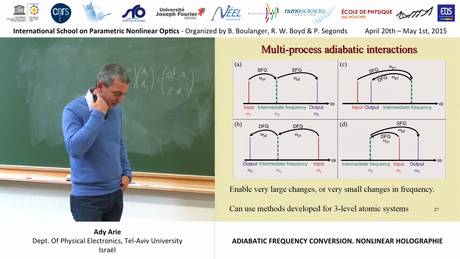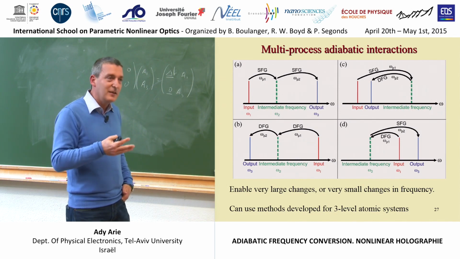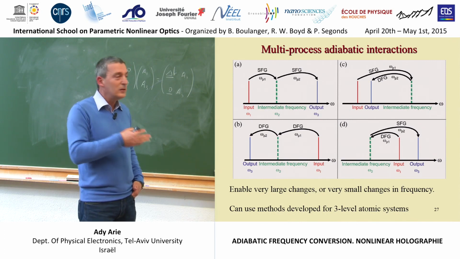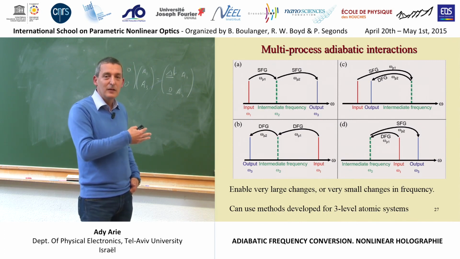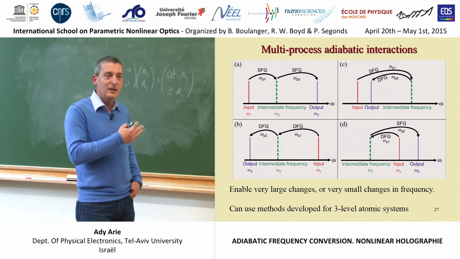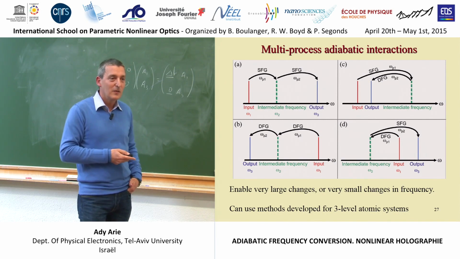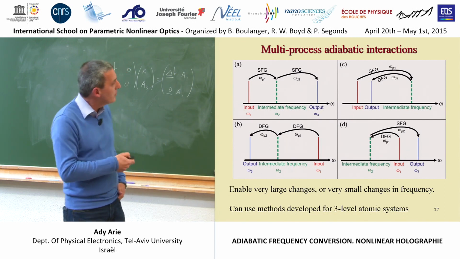But also it's interesting from the physics point of view. So if we already agreed that a single process is like a 2-level system, so this would be like a 3-level system. And then there are many nice tricks. Again, I can take all the tricks that were done in atomic physics, and now I can use them in nonlinear optics.